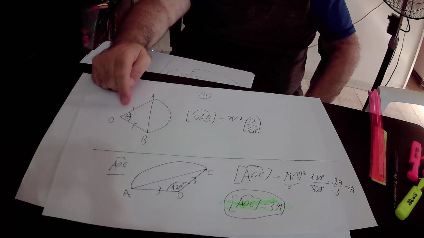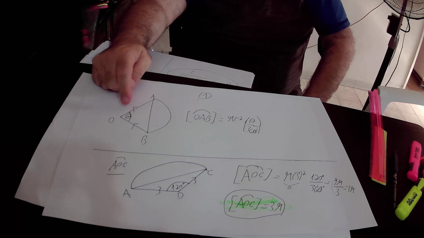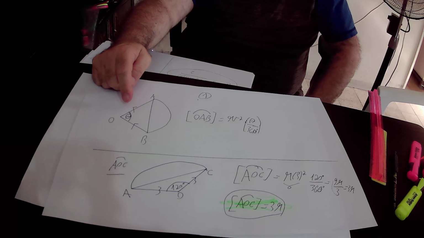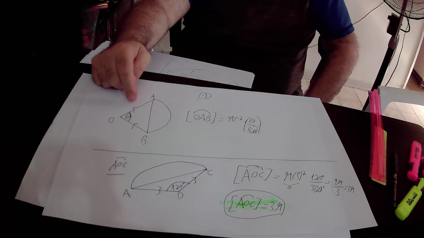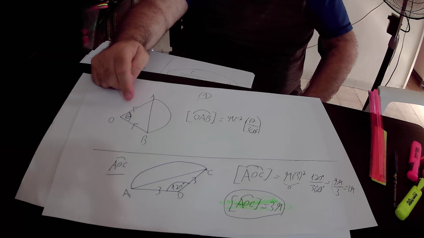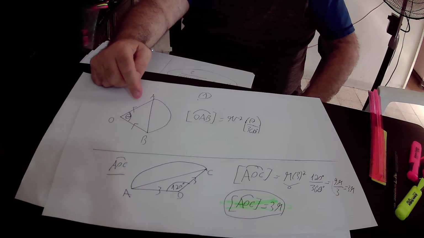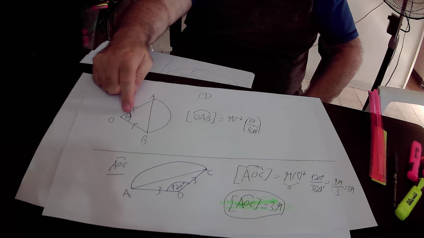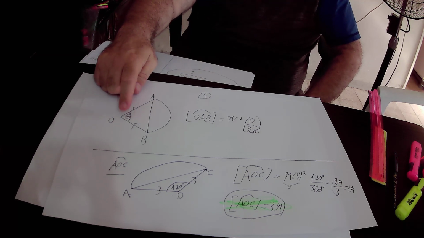So AO and OB are, from one side, the radii of the semicircle that contains the sector. It could be a semicircle or a circle. And AO and OB are also the legs of sector AOB. The angle between the legs of sector AOB is theta.